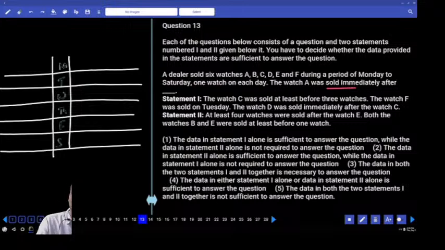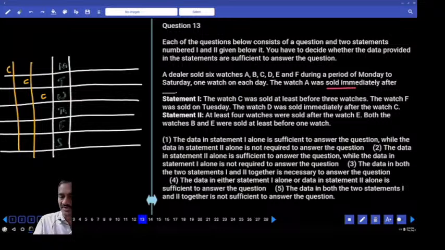C was sold at least before 3 watches. So C can be here, or here, or at the first place. Are you getting this or not? F was sold on Tuesday, F is here, and this case is ruled out.